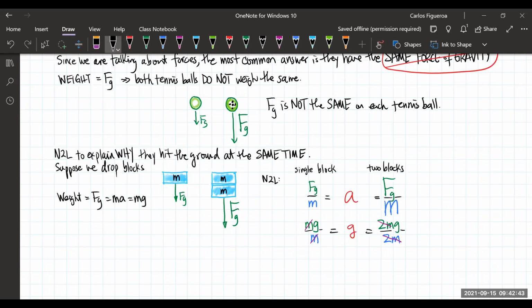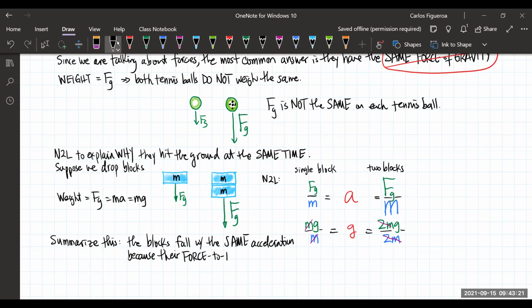So what we can do here is summarize this: the blocks fall with the same acceleration because their force to mass ratio are the same. Okay, they are the same.